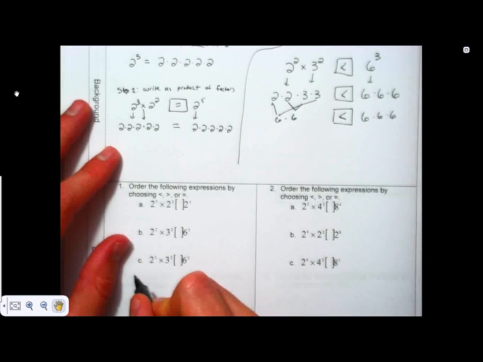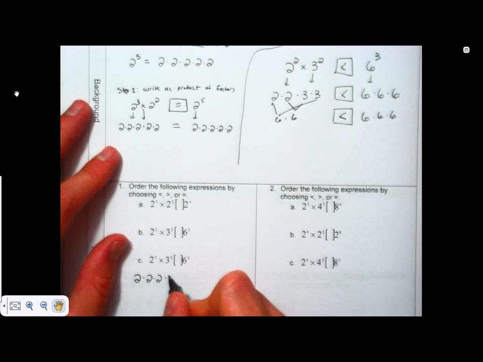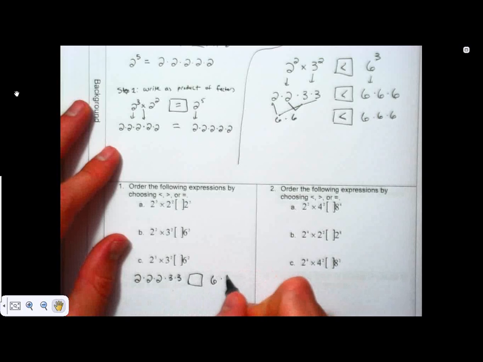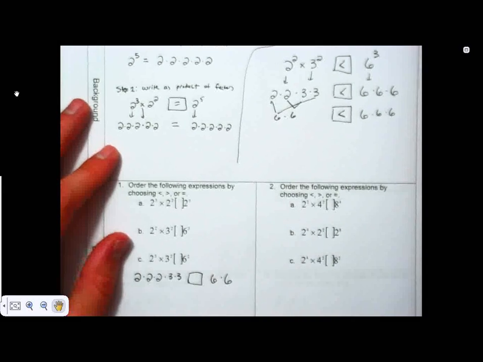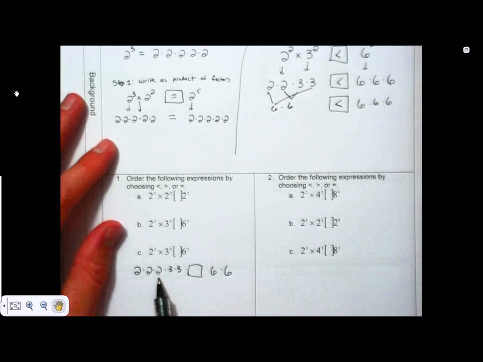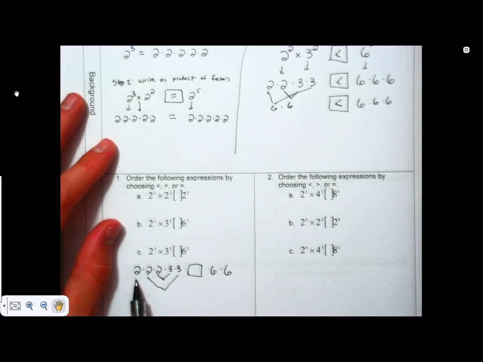Okay, so for letter C, again, we've got 2 times 2 times 2 times 3 times 3, and we're comparing that with 6 times 6. Okay, again, I'm going to use the factors over here to try to make as many 6's as I can. So that gives me 1 6 if I put that 2 and that 3 together. If I put that 2 and that 3 together, that gives me a second 6. And then I've got this 2 left over.